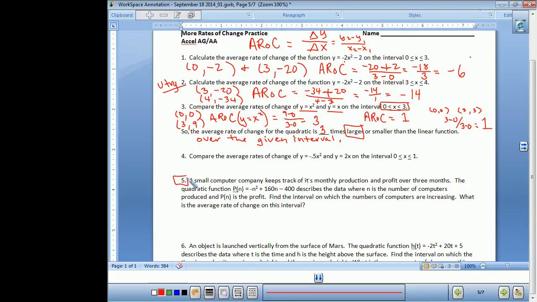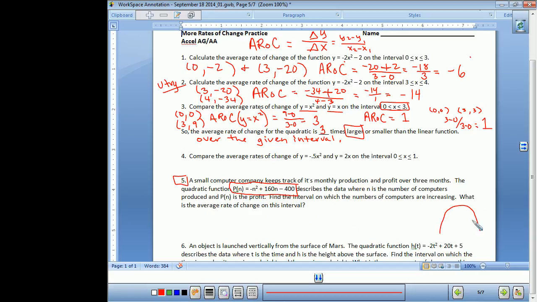All right, let's look at another word problem, similar to the one some of you had the opportunity to start when we did the warm-up a few moments ago. A small computer company keeps track of its monthly production and profits over 3 months. The quadratic function is how they've modeled what's going on in their company. This function describes the data where N represents the number of computers produced and P is the profit. Find the interval over which the number of computers is increasing and what is the average rate of change.